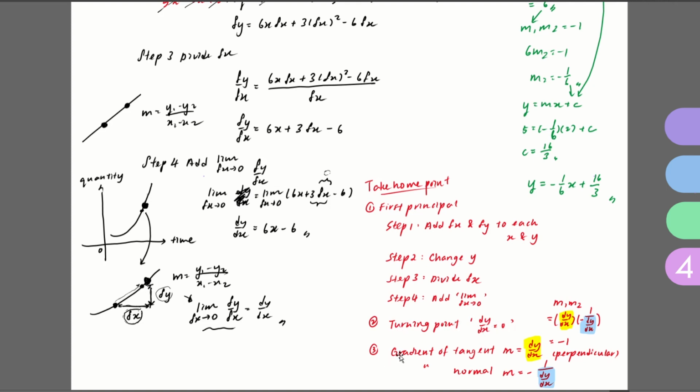And lastly, in part C, we found out that the gradient of tangent is actually dy dx. And for the gradient of normal, we can use m equals minus 1 over dy dx. Because by multiplying these two gradients together, we get negative 1, which is what we learned in Form 4 Chapter 7. If it's negative 1, it means they are perpendicular.